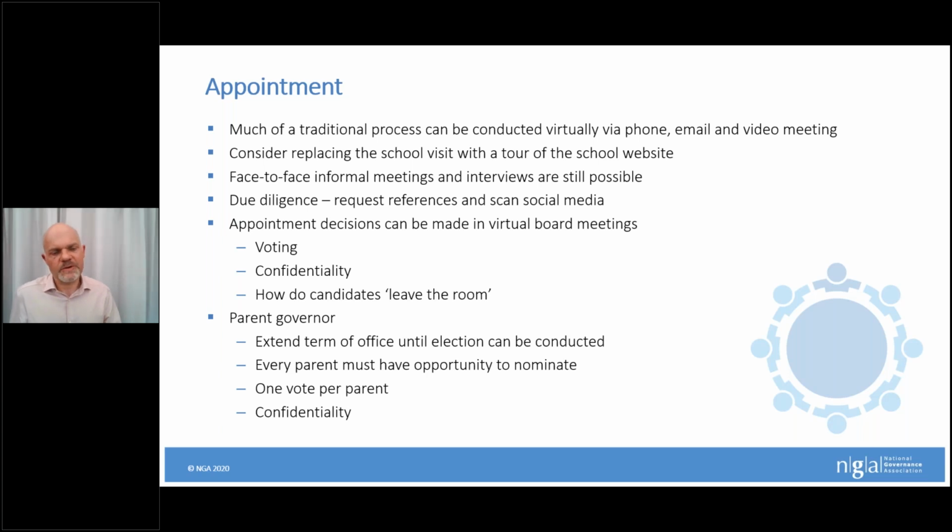I just wanted to say something briefly about parent governance. I know that our advice team have had some questions about this. There's nothing in the legislation or statutory guidance that says you can't conduct an election for parent governor electronically. But there are some things you need to make sure are in place. Every parent must have the opportunity to either be nominated or to nominate somebody else. They must all have the option to vote, and you must make sure that any parent that votes doesn't vote again. And there is obviously some confidentiality that must be preserved.